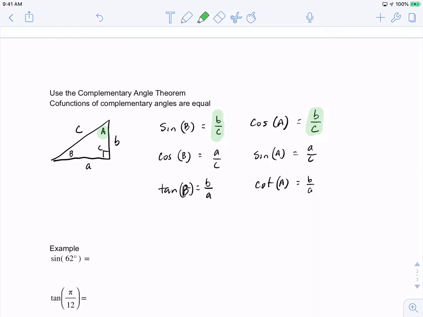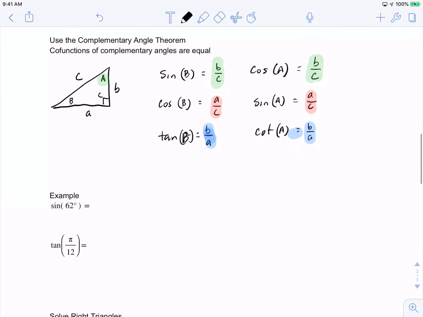So we end up finding that that's equal to that, and that's equal to that. So there you go. Now let's use it as an example and see if we can figure out some things here too that could be useful.